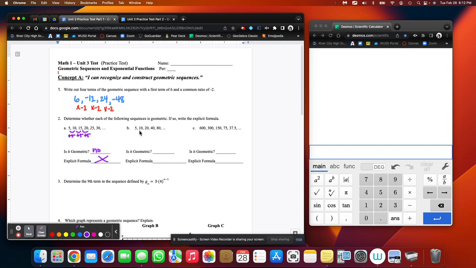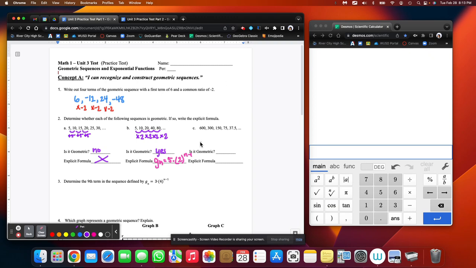All right, looking at B. So it looks like to go from 5 to 10, the pattern would be x2, but we have to make sure that works for all of them. 10 times 2 is 20, 20 times 2 is 40, 40 times 2 is 80. So yes, this is geometric, where the common ratio is 2. So that means my explicit formula is going to be gn, remember it's the first term, which is 5, times the common ratio, which is 2, and then it's going to be to the n minus 1 power.